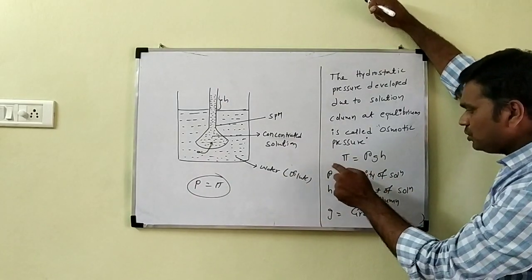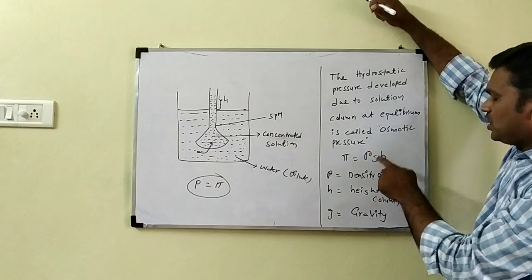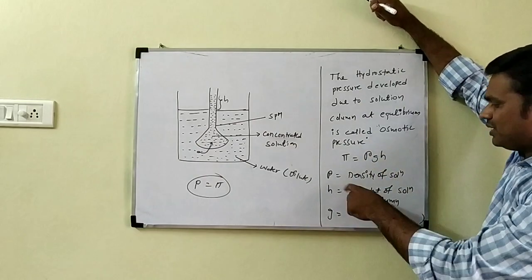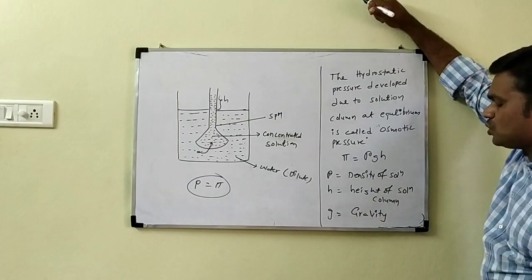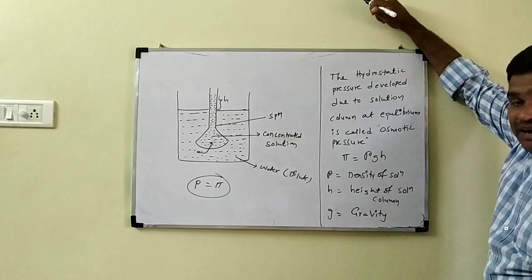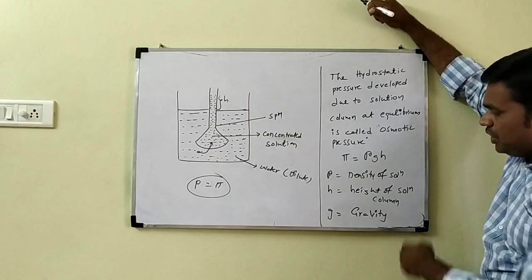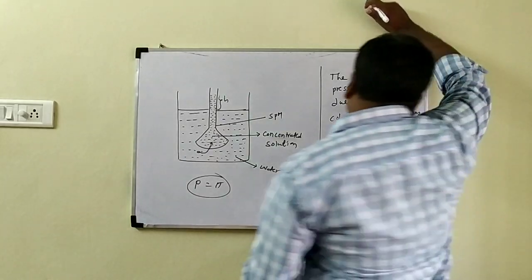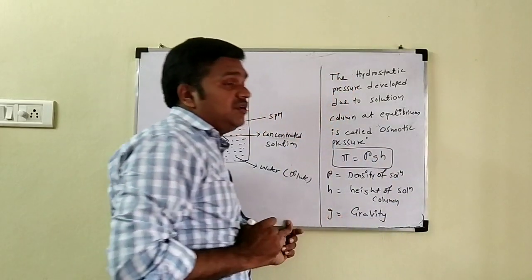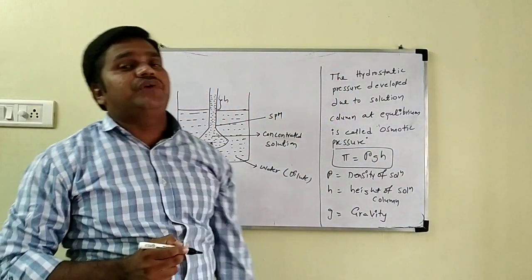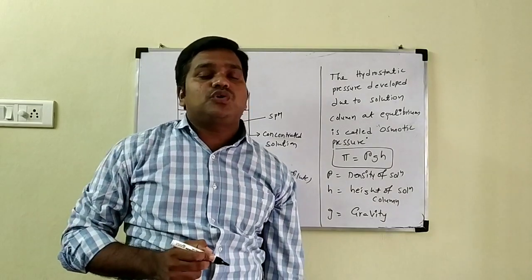Pi is equal to rho into Z into H. What is rho? Density of the solution. What is H? Height of the solution column. What is Z? Gravity. We use this formula when the density, height of the column and gravity of the solution are given. This is the formula we use to find the osmotic pressure of the solution.